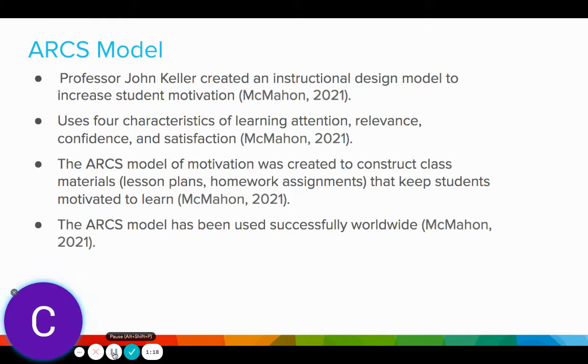This model uses the 4 characteristics of learning, attention, relevance, confidence, and satisfaction, to increase motivation for students to learn. This model was created to construct classroom materials that motivate and engage students. Keller is considered a pioneer in the field of motivation, and the ARCS model has been successfully used worldwide.